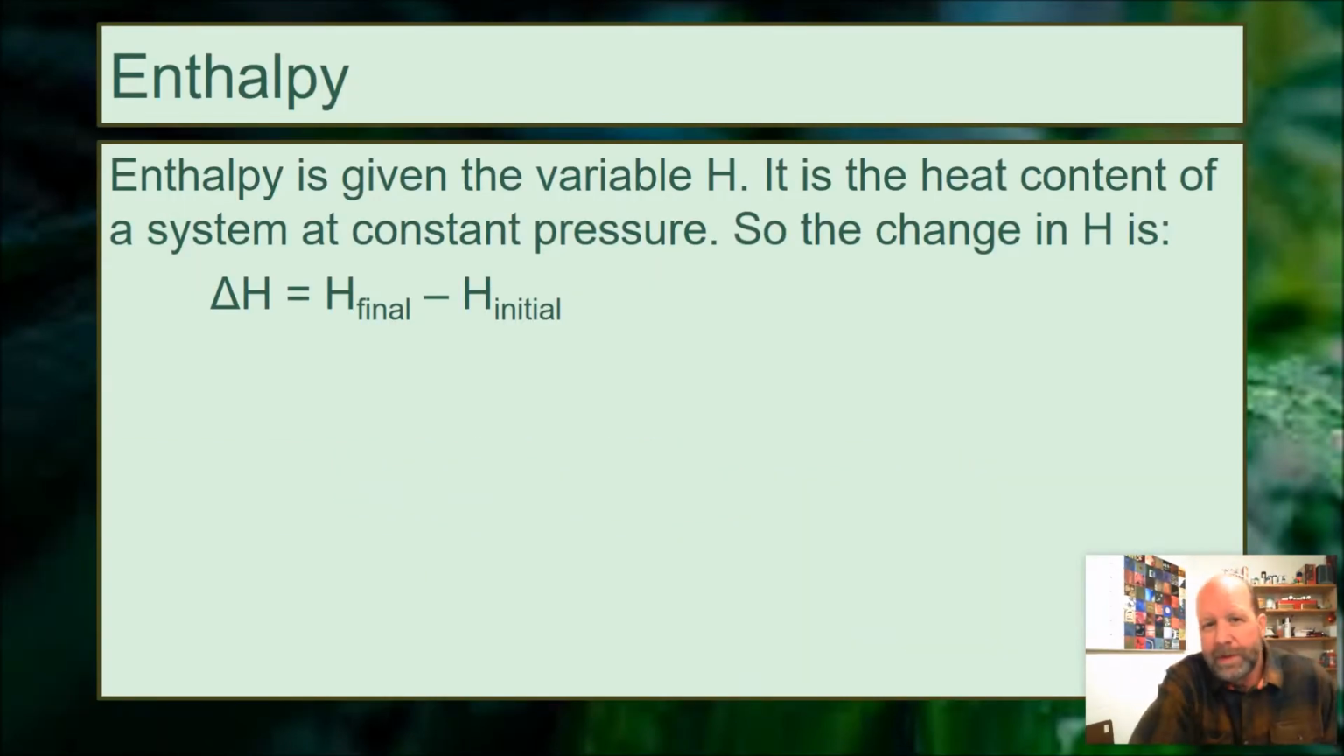So we've mentioned this word enthalpy a few times, and you probably remember it from your previous chemistry classes, but we're talking about how much heat is in the system at any given time. We give it the variable H, so delta H is the heat of the products minus the heat of the reactants, or the final heat in the system minus the initial heat in the system.